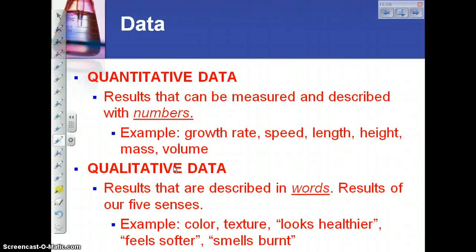And I told you we had 2 types of data. Basically, we have quantitative, which is stuff that is measured with numbers, such as growth rate, speed, height, length, mass, volume, stuff along those lines. We have qualitative data, data that are described using words, and that basically means we're using the senses. Those are going to be color, texture, looks healthier, feels softer, tastes better, stuff along those lines.